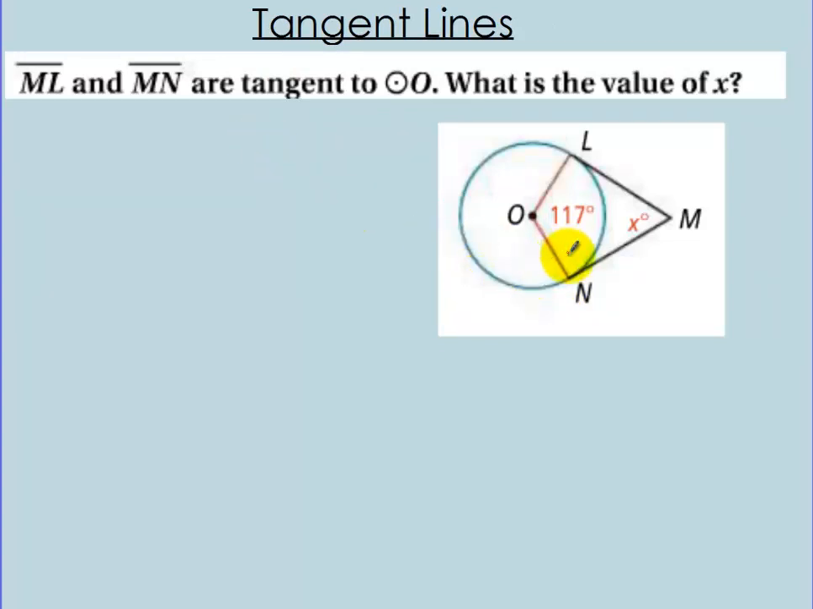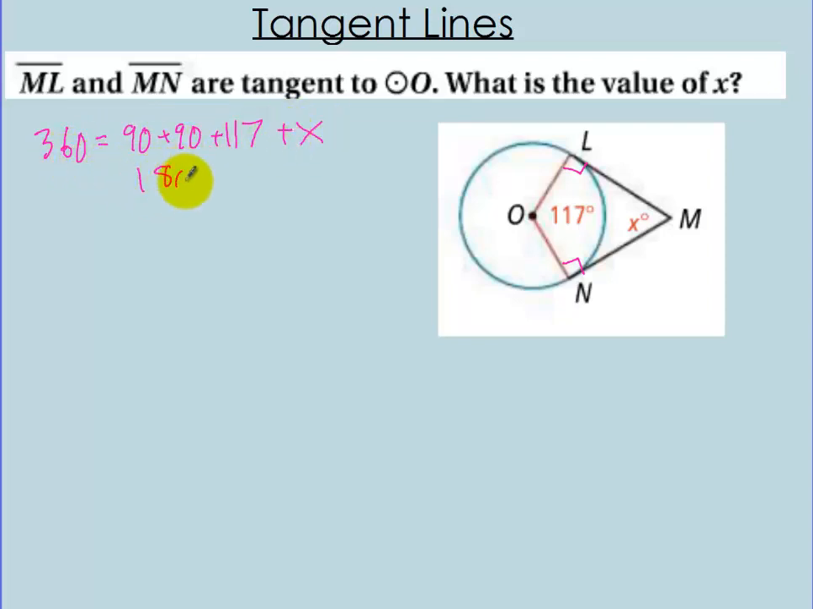For the example right here, if we have two tangent lines ML and MN, what is the value of x? Since these are tangent, the angle right here is going to be 90, and this is also going to be 90. What we have here is a quadrilateral. All the angles in a quadrilateral have to add up to 360. So 360 equals 90 plus 117 plus x. And we just solve for x.